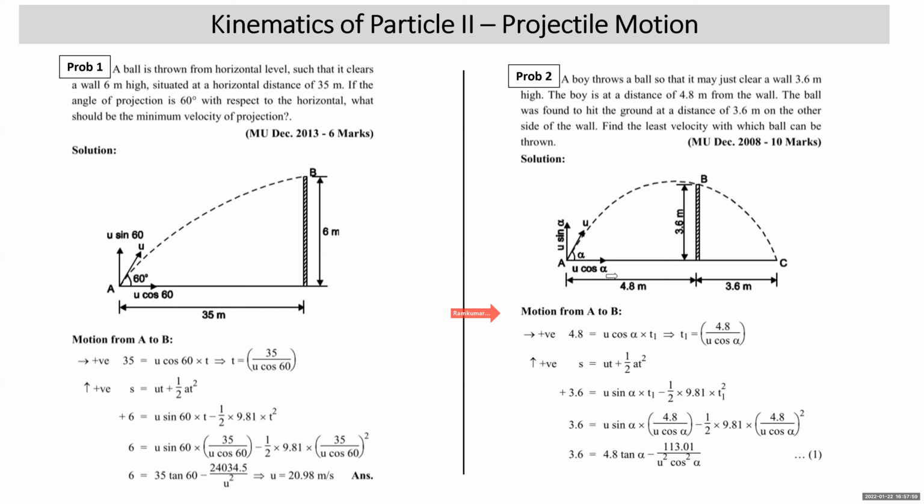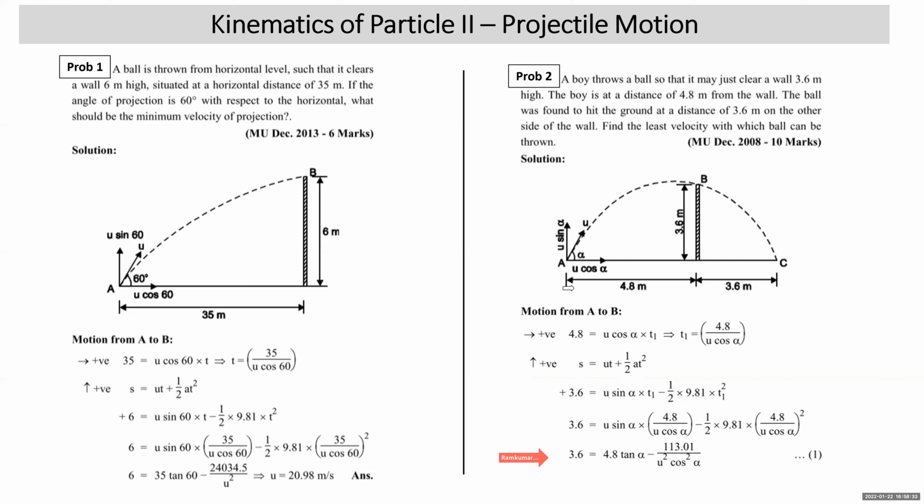Then we write the vertical motion from A to B. When I write vertical motion, velocity at B is not given and not asked, so we use only s equal to ut plus half at square. The vertical displacement: point B is above A by 3.6 meters, so plus 3.6. The initial vertical component of velocity is u sin alpha, time t1, and acceleration will be negative since we are taking upward as positive. Substitute the value of t1 and simplify. You get the equation 3.6 is equal to 4.8 tan alpha minus 113.01 upon u square cos square alpha.